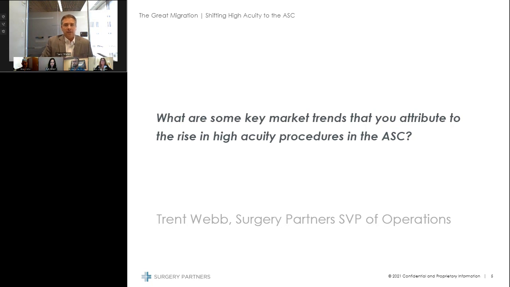And then from the payer standpoint, there's constant pressure that we see in the market to find a lower cost alternative for certain procedures that's in a safe and effective way. You see that with the rise of value-based arrangements. You see it from CMS removing certain procedures from the inpatient-only list over time, as well as just the overall pressure to move to a lower cost environment.